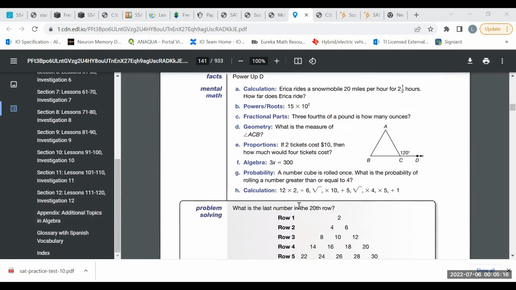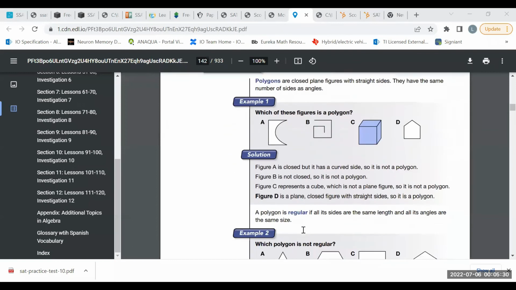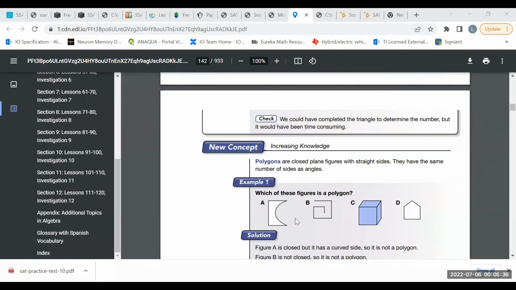Polygons. So what are polygons? Polygons are essentially closed single plane figures formed by straight lines joining together, right? And the number of angles formed by a polygon is equal to the number of sides. Example 1. So remember, closed plane figures that are formed with straight sides. Example 1, which of these figures is a polygon?